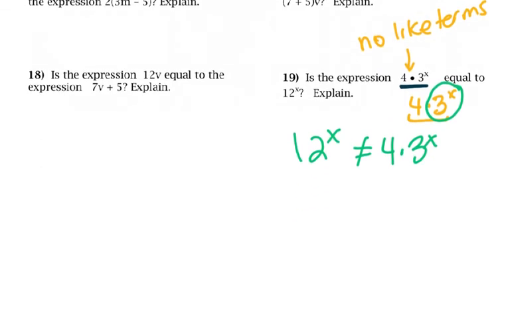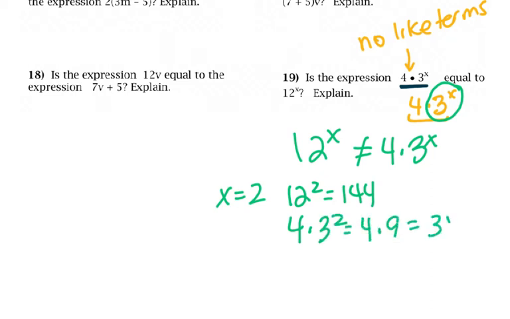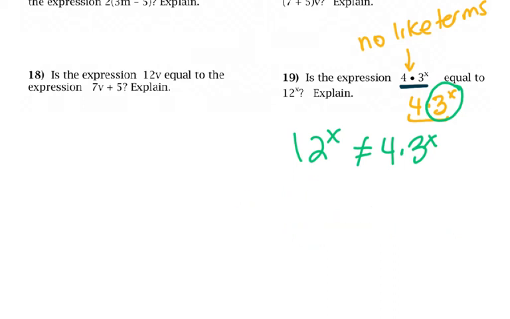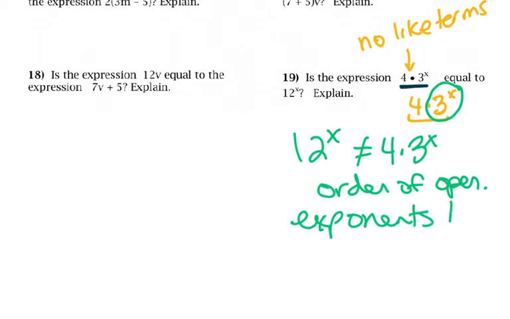For my explanation, things that I've heard in the past is students can say, well, if I let x equal 2, I can see that 12 to the second power is equal to 144. 4 times 3 to the second power is 4 times 9, which is 36, and so obviously they're not the same. I've had students explain that order of operations says that exponents have to go first. You're going to see a problem like that here and there, and you need to remember that 3 to the x power is not the same thing as 3x. So be really careful when you write exponents and when you read them, okay?